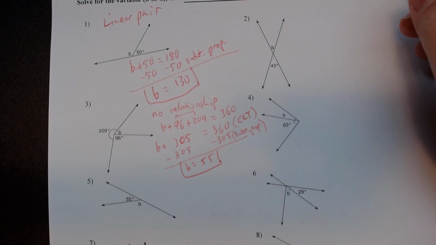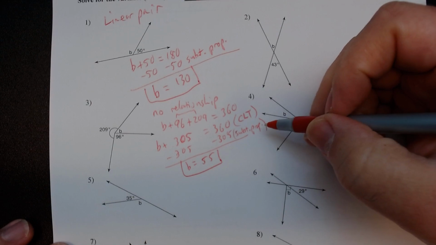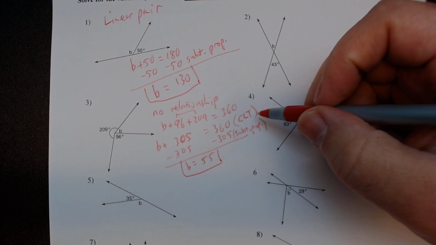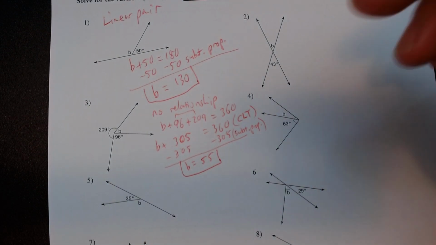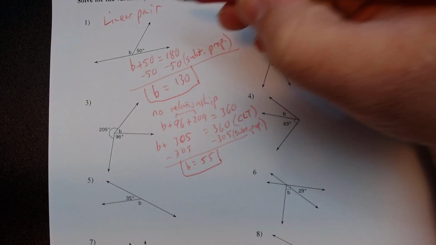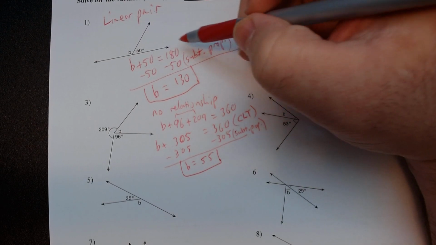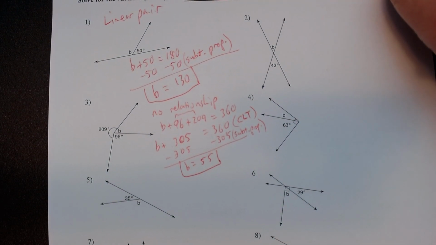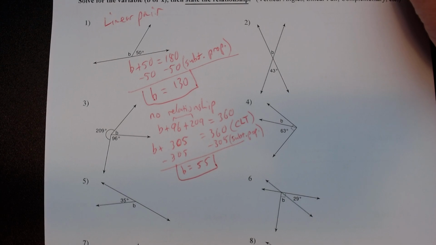Okay. So I'm putting which property it is, because that's going to be important later on, so it's good practice. Over here, I put this subtraction property, good practice. Also knowing this was linear pair, that's how I knew to set it up, good practice. So that's how you're going to work out that first page.